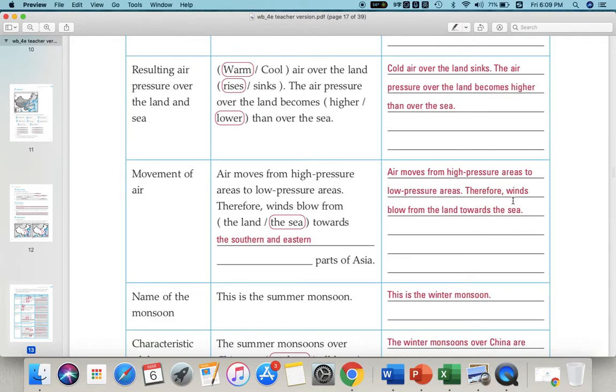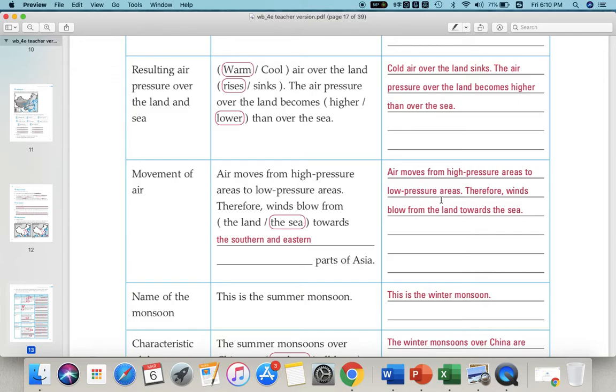For the movement of the air, it moves from high pressure to low pressure. So that's why the wind will blow from the sea towards the southern and eastern parts of Asia. Because here we mentioned that the land has a lower air pressure, and that means the sea has a higher air pressure. So the wind will blow from the sea to the land, and more specifically the southern and eastern part of Asia.